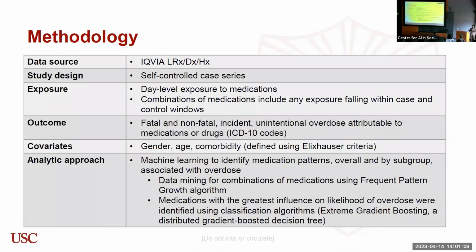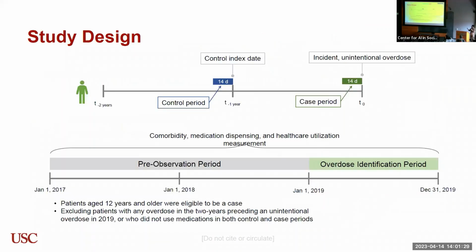For our study, we used the IQVIA longitudinal prescription, diagnosis, and dispensing claims data set for people who had an unintentional overdose in 2019. We made sure that these are people who did not have an overdose event at least 2 years prior. We looked at the medications that these patients were using 14 days prior to the incident, and also 1 year prior to the incident, which would be our control period. We looked at only people aged 12 and above who had an overdose event.